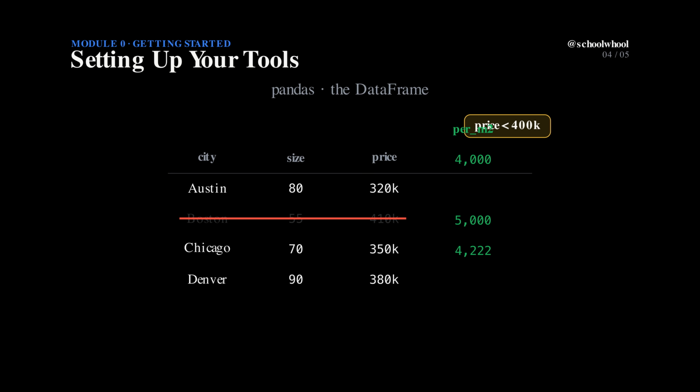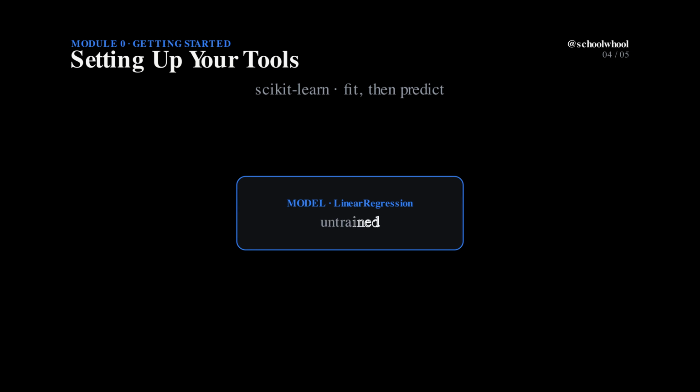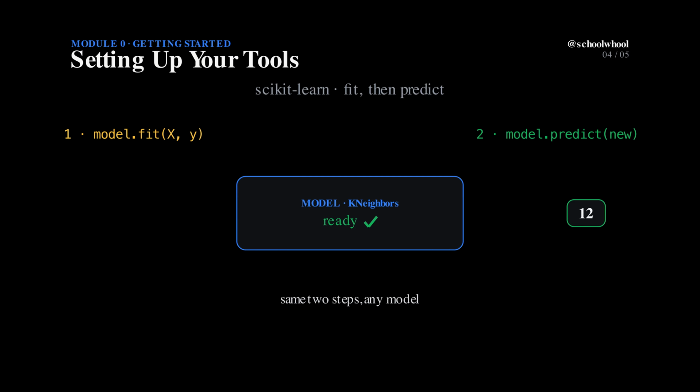Scikit-learn is where the models live, and every one of them speaks the same 2-step language. First, fit. The model studies your data. Then, predict. It answers questions about data it has never seen. Learn this fit and predict pattern once, and you can drive every model in this course.